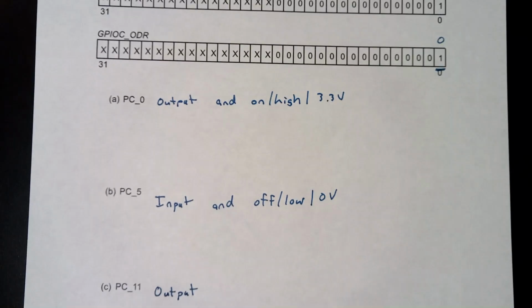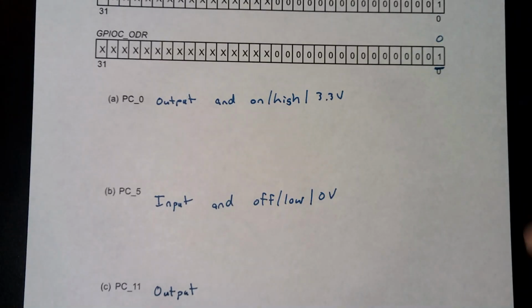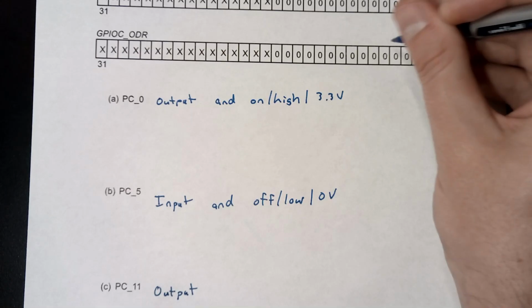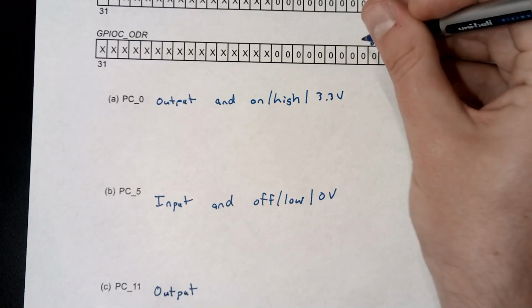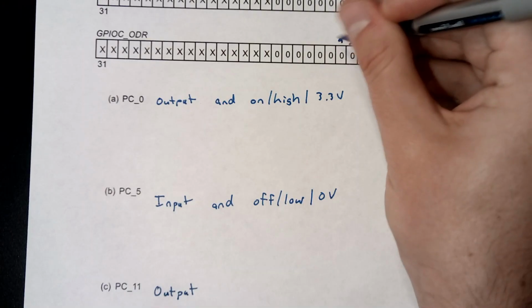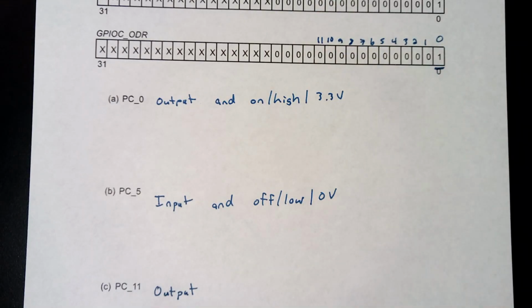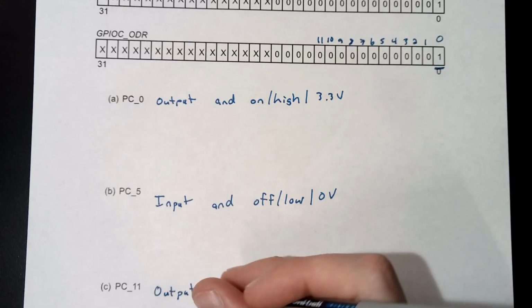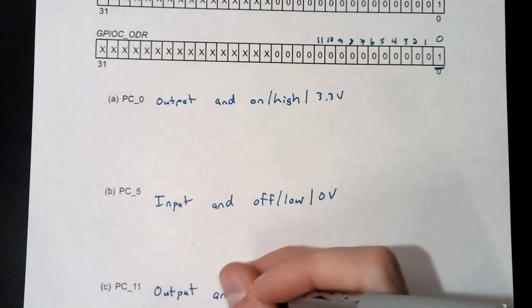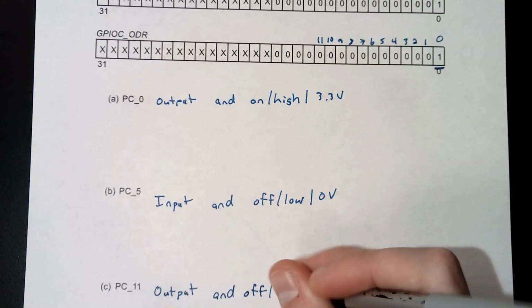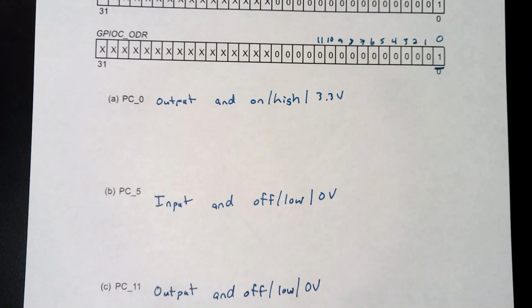So let's look at the output data register. So 0, 1, 2, 3, 4, 5, 6, 7, 8, 9, 10, 11. So 11 is an output, and it is off, low, 0 volts.